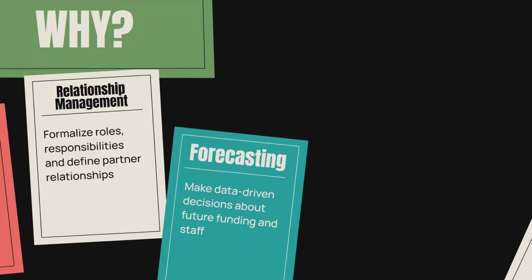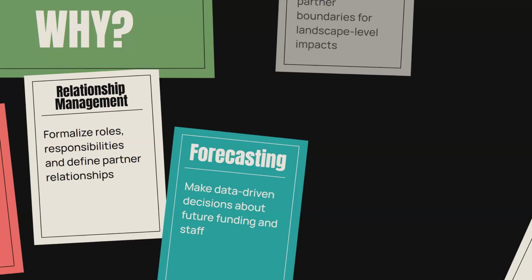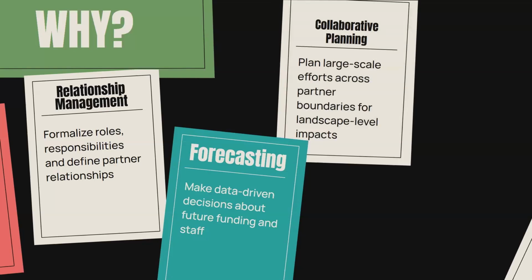We also identified the ability to forecast is really important. We're able to make better data-driven decisions about future funding and staffing needs. Collaborative planning: if we're going to collaborate, we need some tools to help us do that effectively. So a system and tools that help us coordinate our work can also help us plan our large-scale efforts across our partner organization boundaries for landscape level impacts, which is really what we were after anyway.